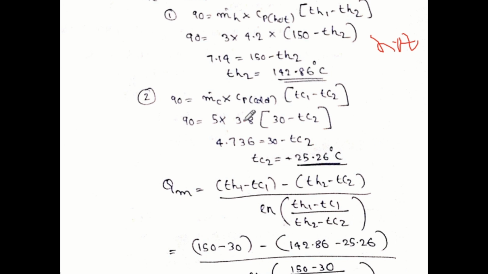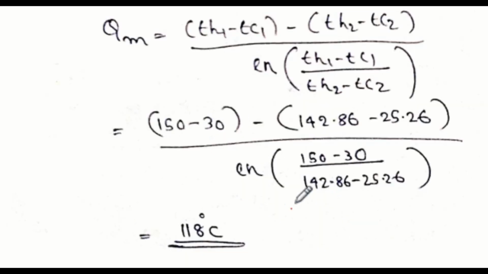Just use our main equation, theta m equals (theta 1 minus theta 2) by ln(theta 1 by theta 2), where theta 1 is the inlet temperature difference between the hot fluid and cold fluid, and theta 2 is the outlet temperature difference between the hot fluid and cold fluid. So now we have all the values Th1, Tc1, Th2, Tc2. The only step is to substitute the values and find the logarithmic mean temperature difference. By substituting into the equation, we will get the logarithmic mean temperature difference of this parallel flow heat exchanger as 118 degrees Celsius. Okay, this is how we solve this problem.